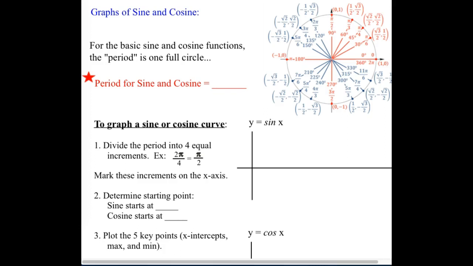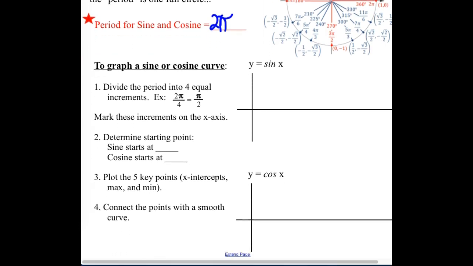So for the basic sine and cosine functions, we refer to it as the period or the cycle. All right, usually they use the term period. One period is once around the unit circle. Okay, so for sine and cosine, the period is 2 pi. That's not the case for all of them, but for sine and cosine. So for everything we're going to do this year, I want you to think of the period being 2 pi.